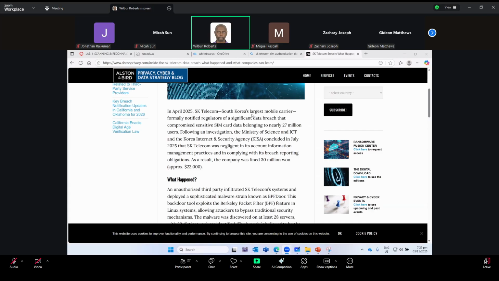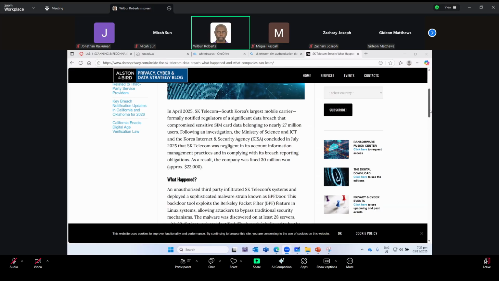Following an investigation, the Ministry of Science and ICT and the Korea Internet and Security Agency, KISA, concluded in July 2025 that SK Telecom was negligent in its account information management practices and in complying with its breach reporting obligations. As a result, the company was fined 30 million won, that is approximately 22,000 US dollars.